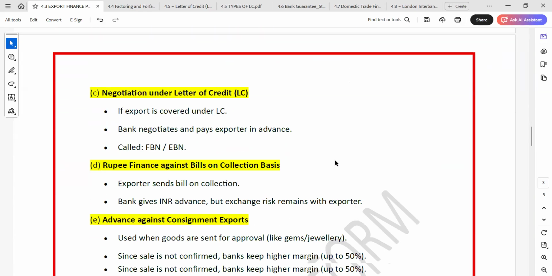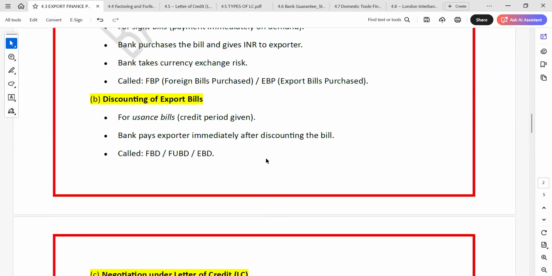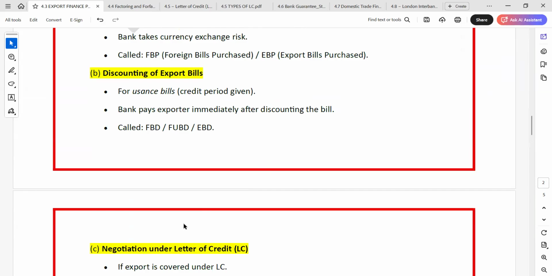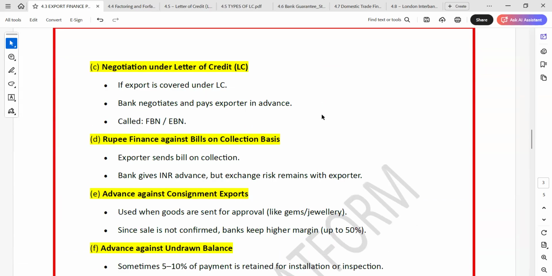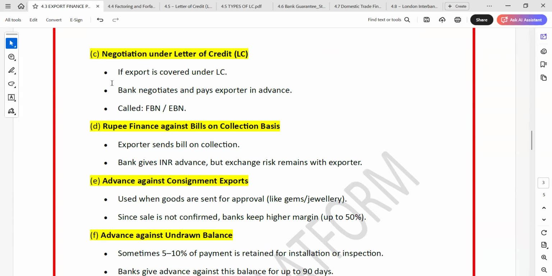Okay. Next is negotiation. Negotiation is the term used when it is under LC. While taking the rate, three types of rate will be available: for purchase, for discounting, or for negotiation. Purchase will happen when the bill is a sight bill, a demand bill. If it is a usance bill, where some period is given, like 30 days or 90 days credit, then we will discount the export bill. And if it is under LC, then it will be called negotiation of the bill. If the export is covered under LC, the bank negotiates and pays the exporter in advance. So that is called FBN or EBN.